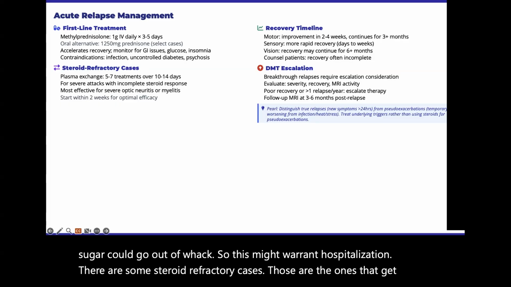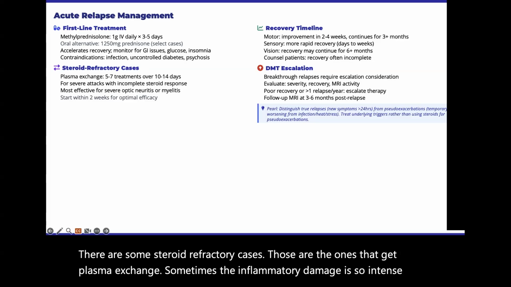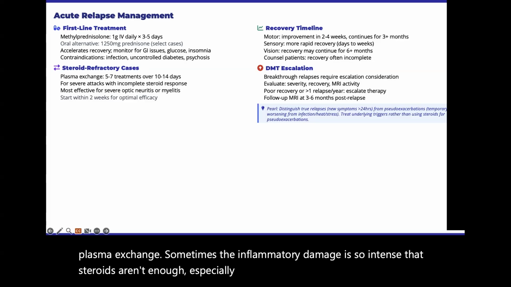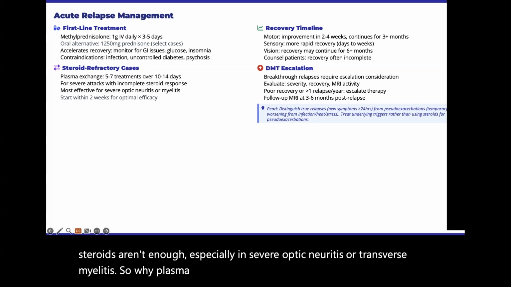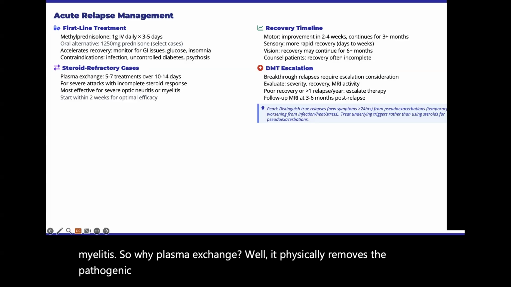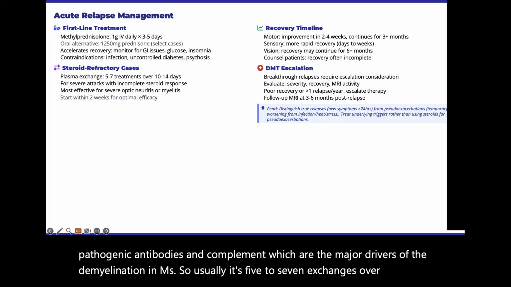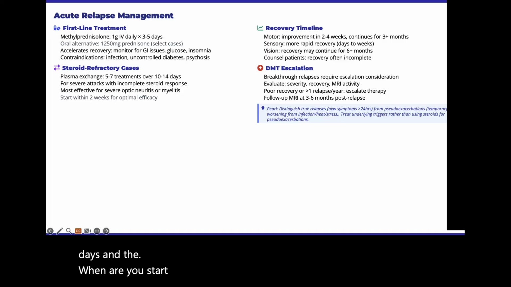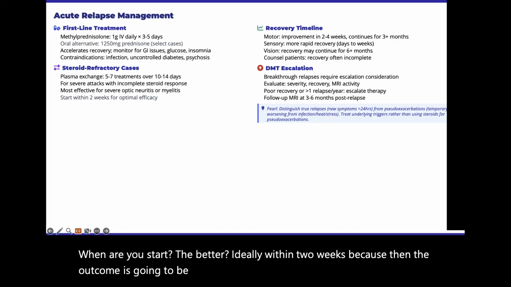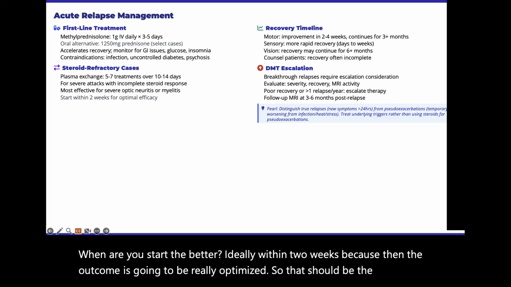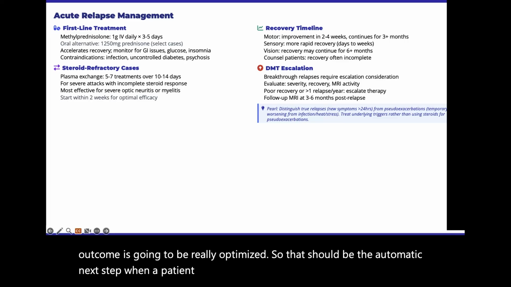Sometimes the inflammatory damage is so intense that steroids aren't enough, especially in severe optic neuritis or transverse myelitis. So why plasma exchange? Well, it physically removes the pathogenic antibodies and complement, which are the major drivers of the demyelination in MS. Usually it's 5 to 7 exchanges over 10 to 14 days, and the sooner you start, the better, ideally within 2 weeks, because then the outcome is going to be really optimized. So that should be the automatic next step when a patient shows incomplete response to steroids.